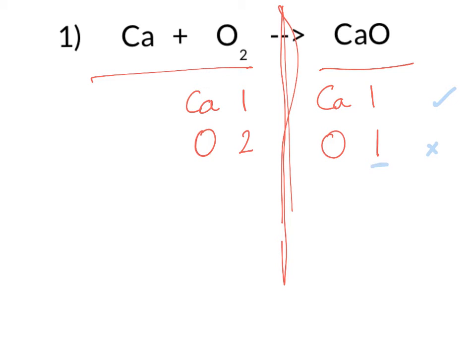So what have I got to do to this side? Well, I'm going to have to double it. So I'm going to put a big 2 there. That will get me 2 oxygens there, but it will also double my calciums. So now my oxygens match, but my calciums don't. The final thing I would have to do to get 2 calciums on both sides is a big 2 there.